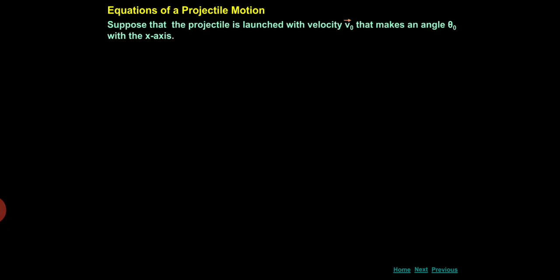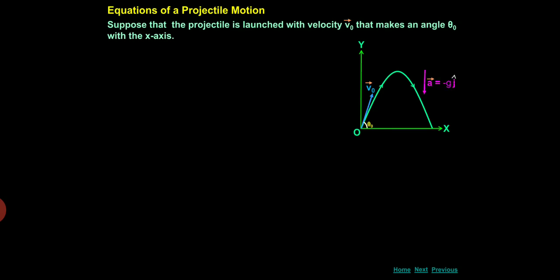Hello everyone. Today we are going to study the equations of projectile motion. Suppose that the projectile is launched with the velocity v0 that makes an angle theta naught with the x-axis. Let us see in the figure. Here v0 is taken as the initial velocity.